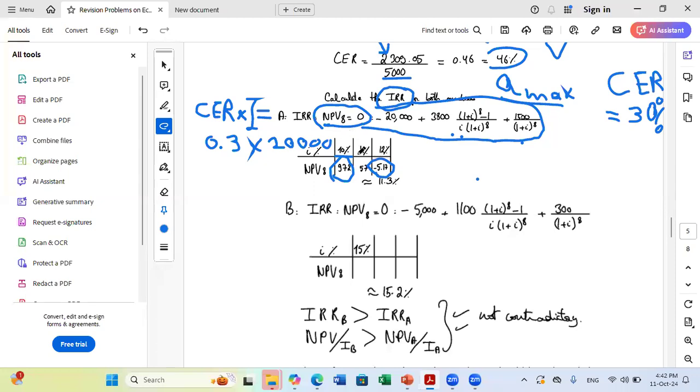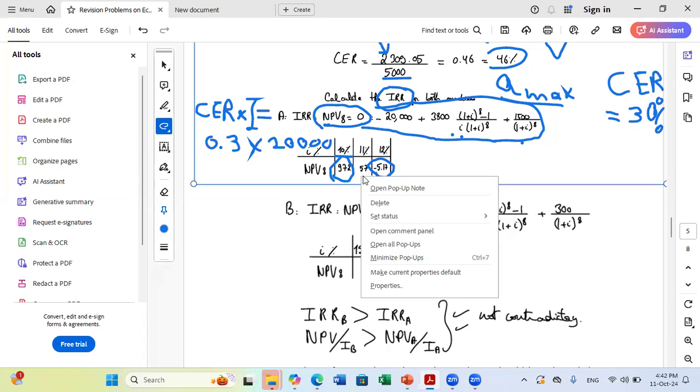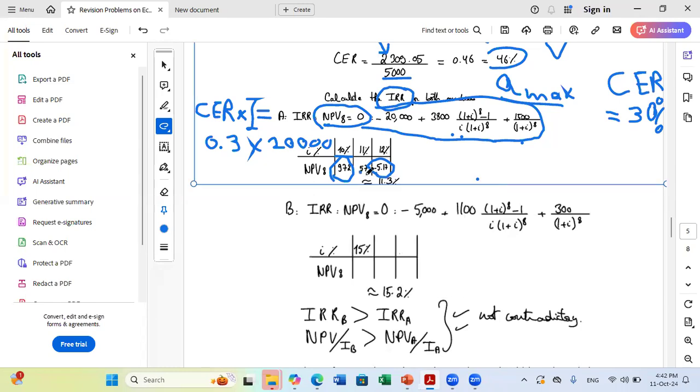If you evaluate at 11, you are very close to zero. Okay, so now you can just do some interpolation between 11 and 12 to get the value of your internal rate of return. Okay, and if you solve on your calculator, you will get a very close value to this one.